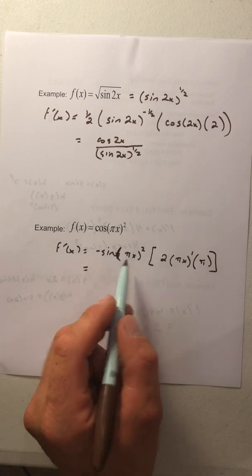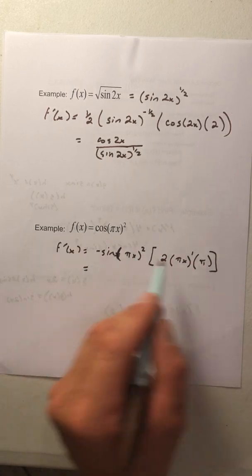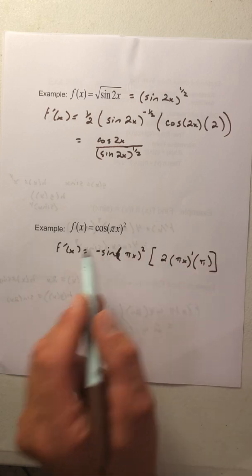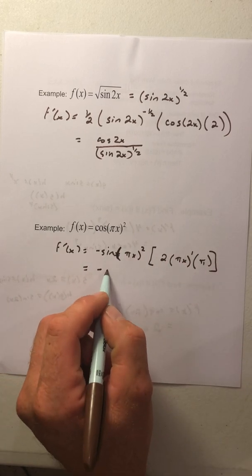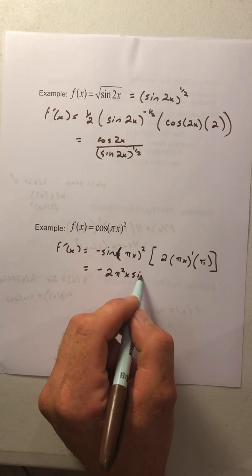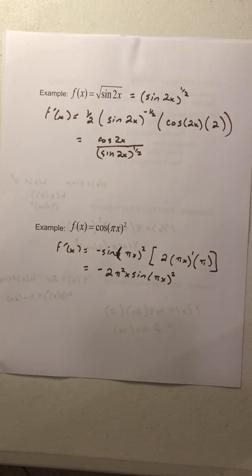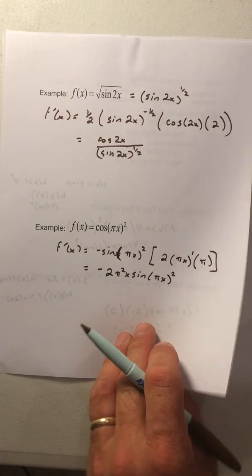Then we can go ahead and clean this up. Again, we cannot multiply this pi x squared with this stuff here. This here is all being multiplied to the front. So we can write it as negative 2 pi squared x sine of pi x squared. And that would be our first derivative.